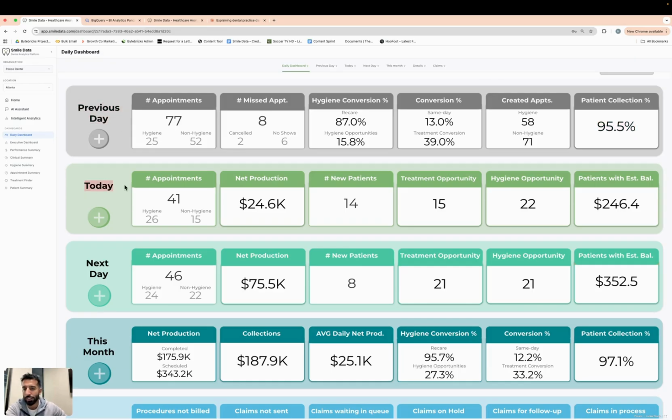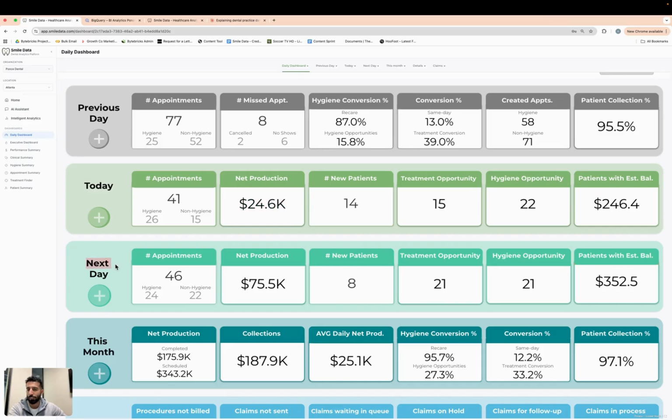We can also see today's numbers. We have appointments and net production for today, and new patients coming in. We're trying to analyze how the business is performing. For today, you can see the appointments have been low compared to the previous day, and the production that has to come in is at 24.6K dollars.